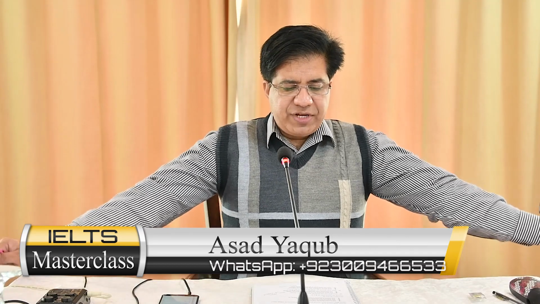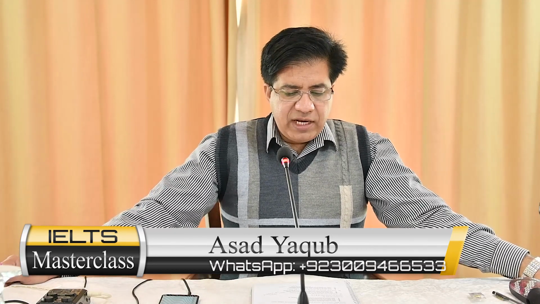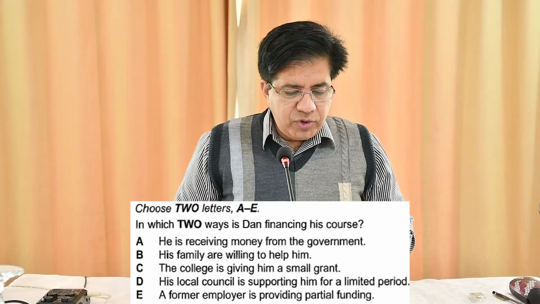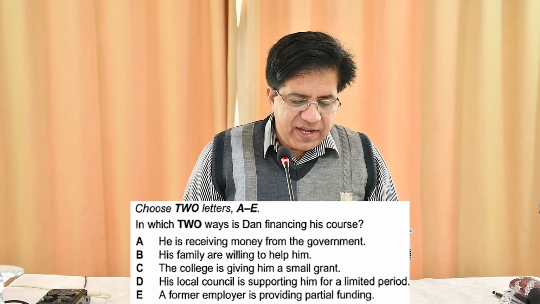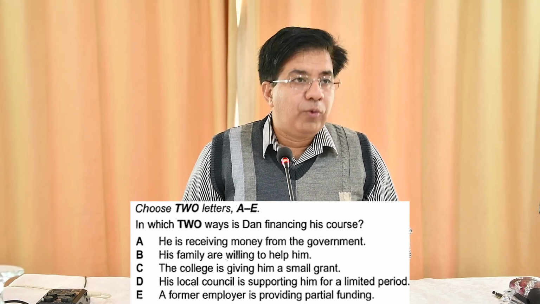Okay, section 3. And we've got questions 21 to 30. The first questions are multiple choice, where out of 5 you have to select 2 options. Choose 2 letters, A to E. In which 2 ways is Dan financing his course?